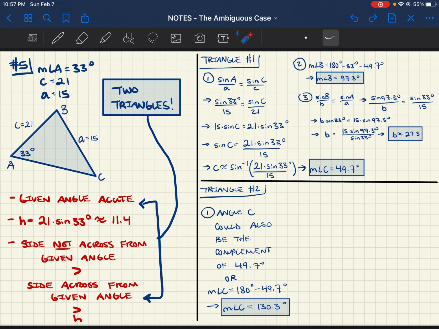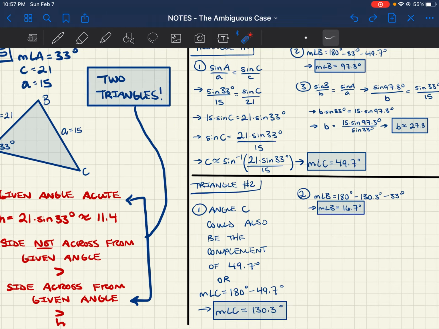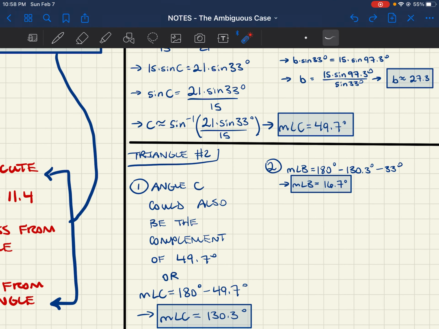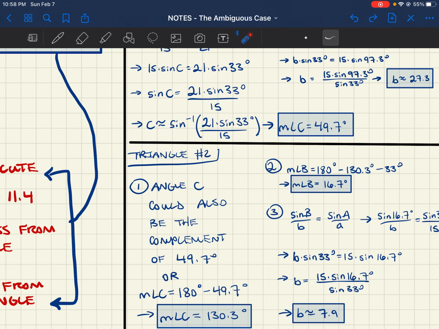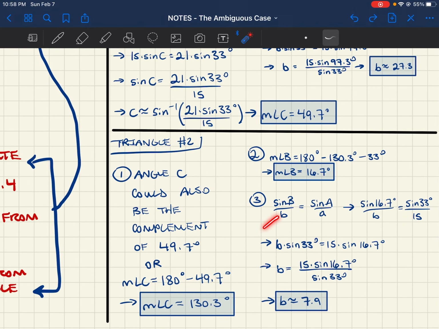And this is what we'll use instead of 49.7 degrees to calculate the second possible triangle solution. All right, so once we have that, we know that angle A is still 33 degrees. Our new second possible angle C is 130.3, and we subtract those from 180, and we get that the other possible angle B is 16.7 degrees, and then now we're one step away. Use the law of sines. We want to find the missing other side b, and we cross multiply, solve for b, all that fun stuff, and we get that the other possible measure for b is 7.9.